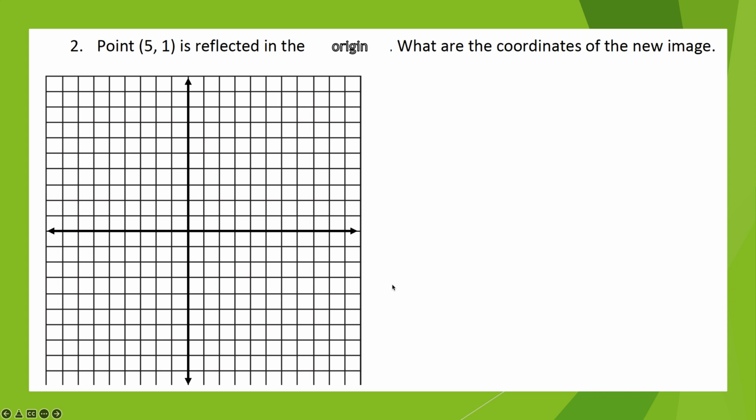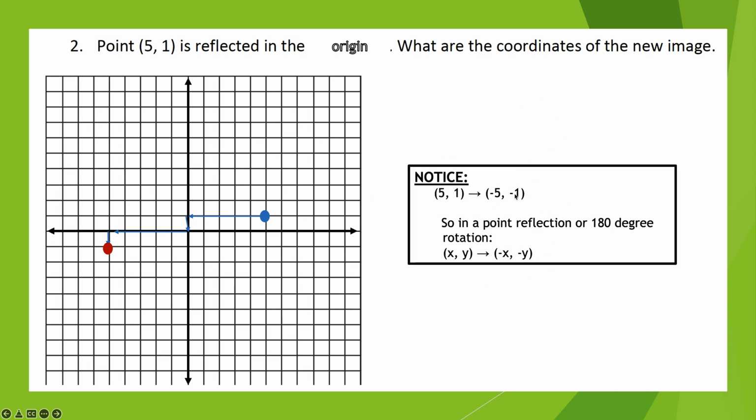Okay, now we're going to reflect in the origin, being the point where the two axes meet. So let's mark the point 5, 1. Since I'm reflecting in the origin, I want to count and repeat, but I want to count and repeat to the origin. So I'm going to go over 5, down 1, over 5 more, down 1 more, and there's my image. We like to say count and repeat. So I counted to the origin, over 5, down 1, and I repeated over 5, down another 1.